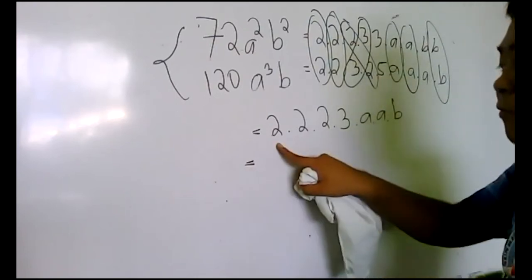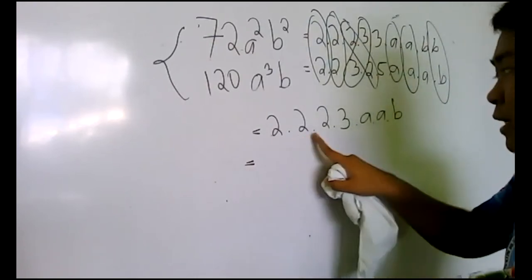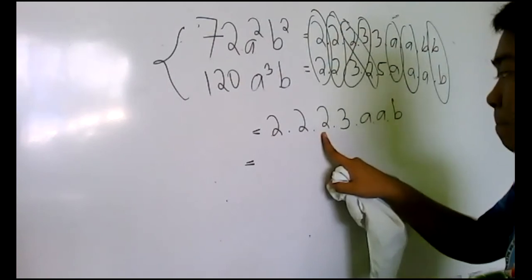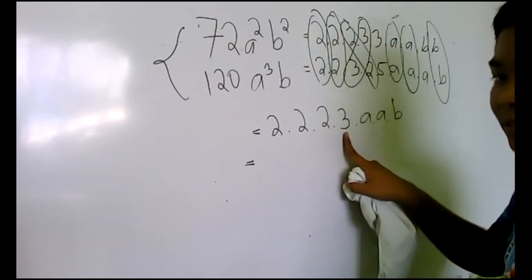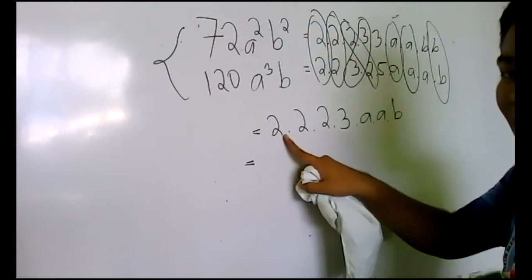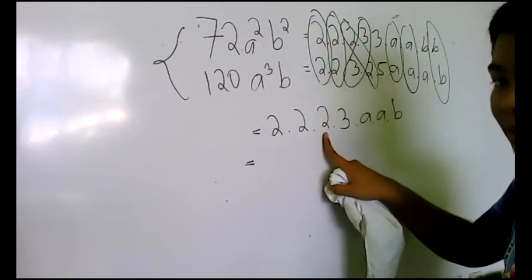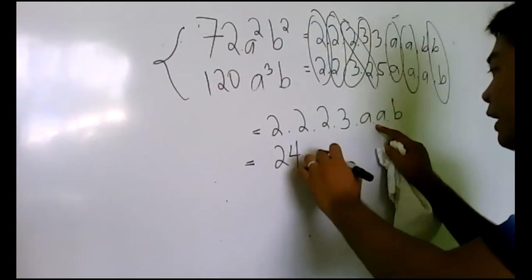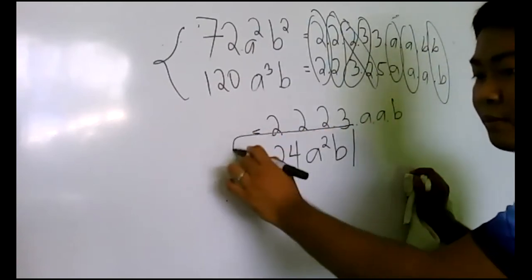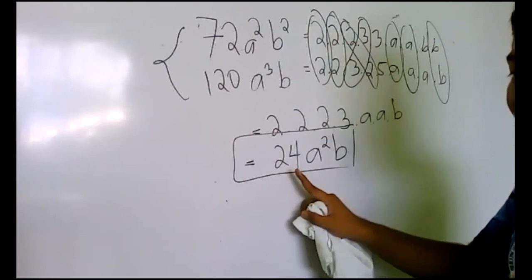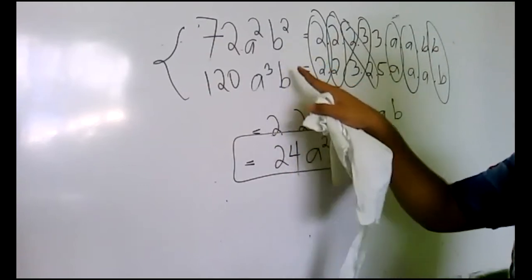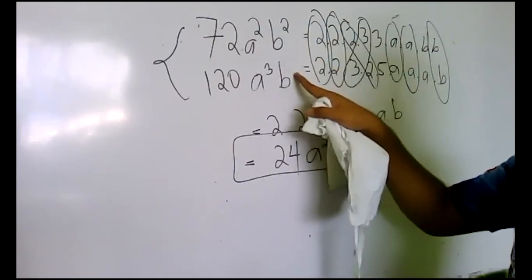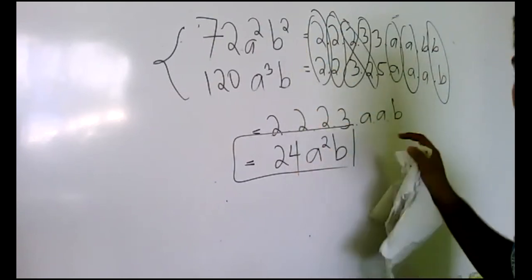So sum it up. We have 2 times 2 is equal to 4 times 2 is equal to 8. 8 times 3 is what? It is 24a squared b. Therefore, the answer or the greatest common factor for these two algebraic expressions is 24a squared b.